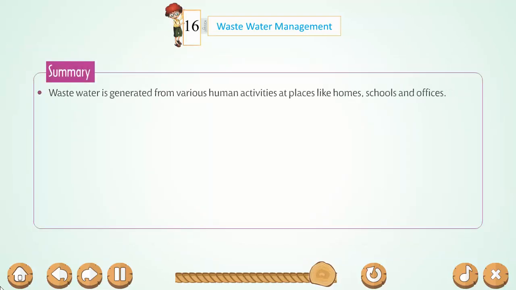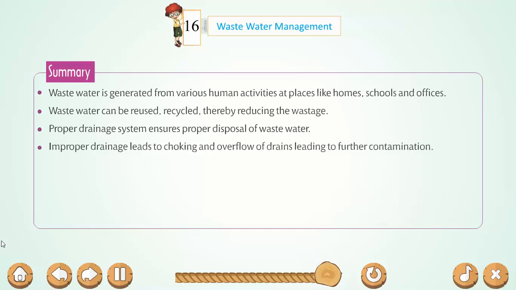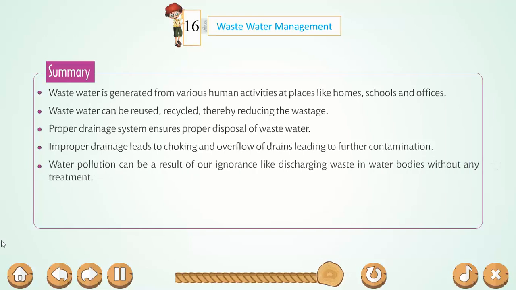Summary: Wastewater is generated from various human activities at places like homes, schools, and offices. Wastewater can be reused and recycled, thereby reducing wastage. A proper drainage system ensures proper disposal of wastewater. Improper drainage leads to choking and overflowing of drains, leading to further contamination.